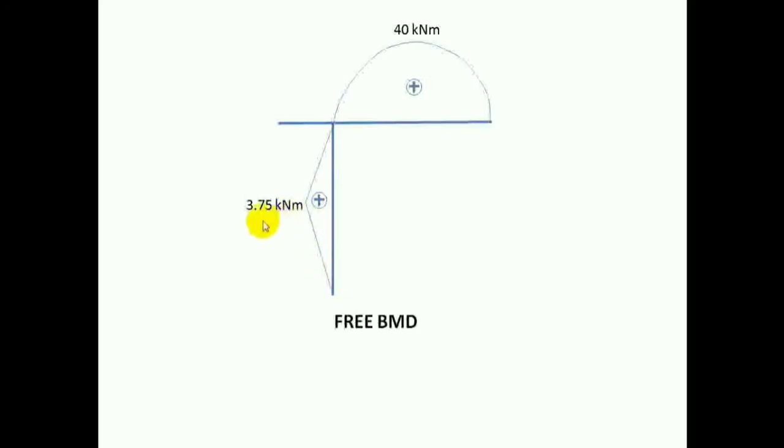This value comes out to be WL upon 4, because the point load is applied at the center of this member. This value comes out to be WL square upon 8. Likewise, we are getting these two values. Of course, because of this loading, we are getting a sagging type of bending moment. That's why here both are positive.